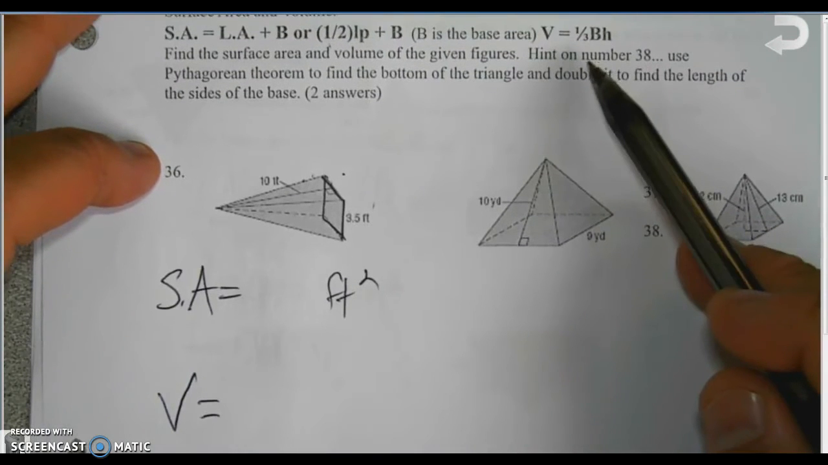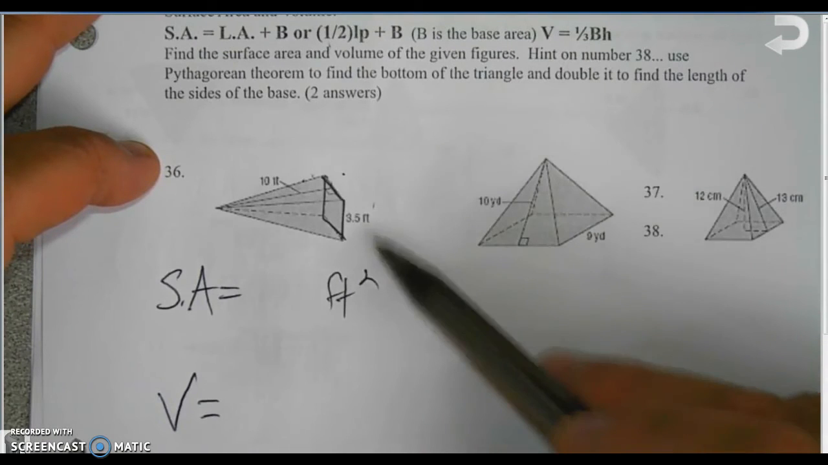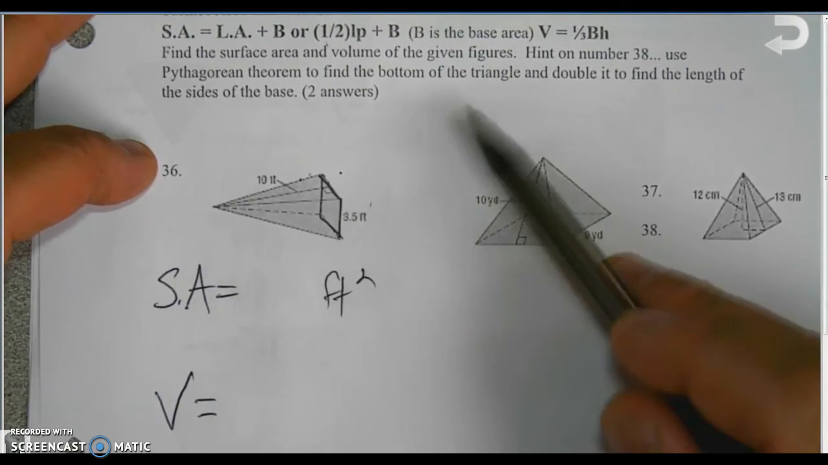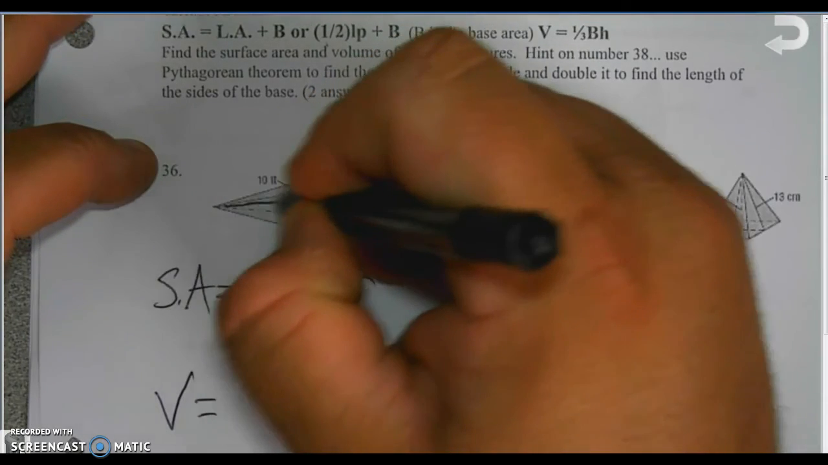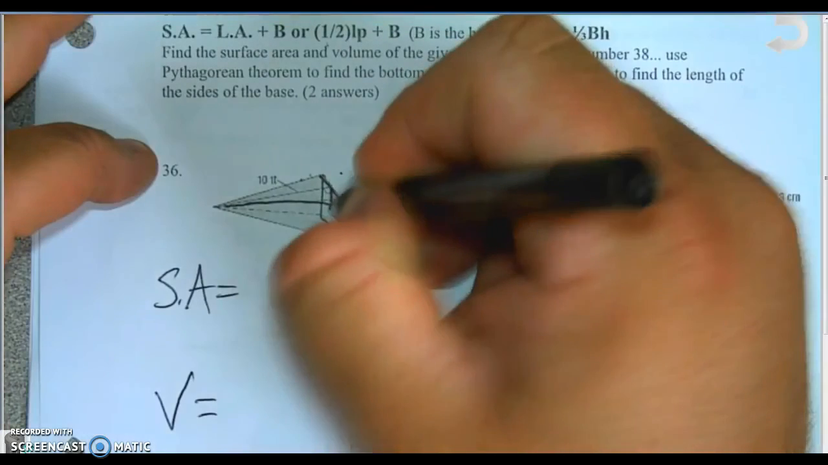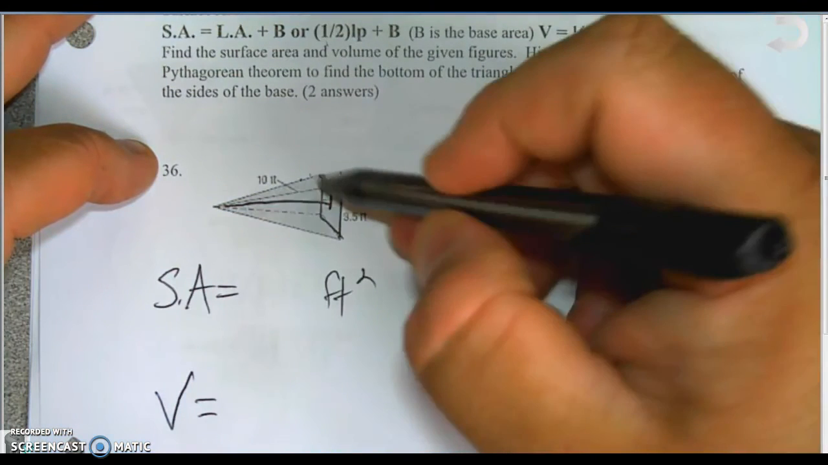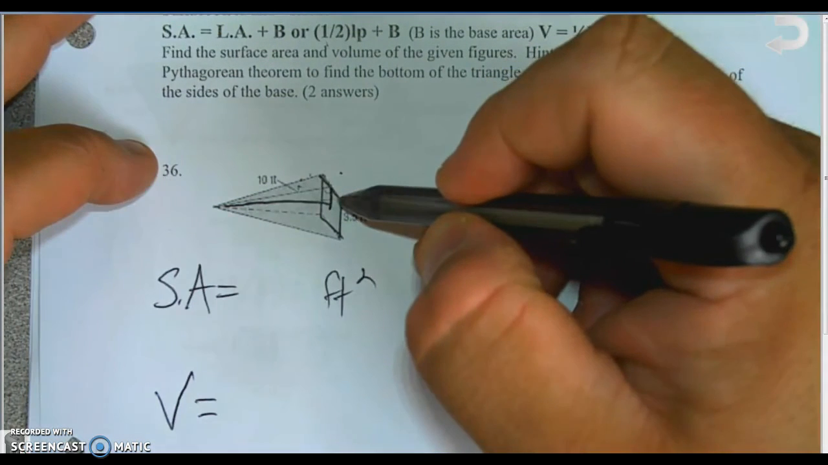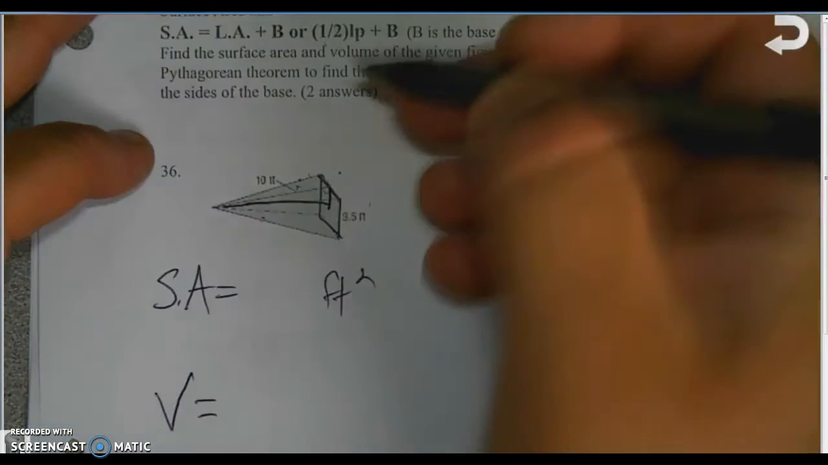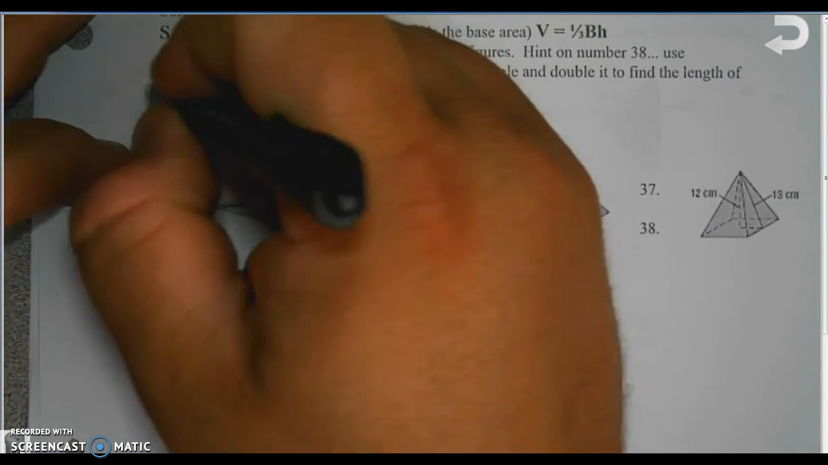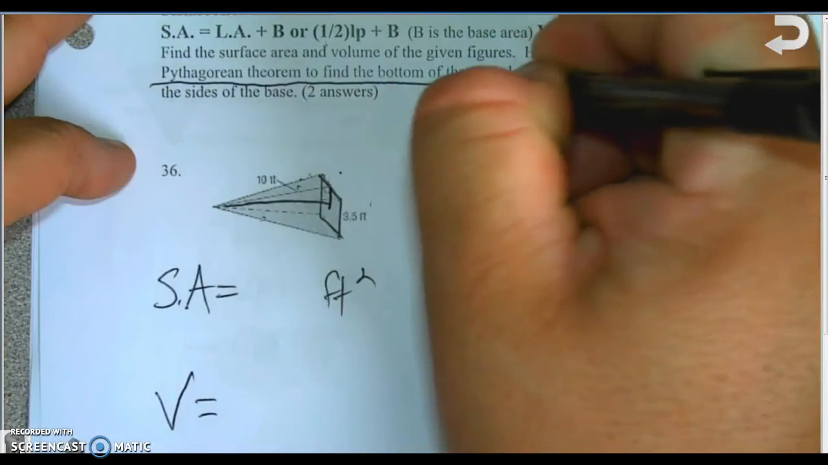When you do your volume, you're going to do the base, which is an area, again 3.5 times 3.5, and then times the height. So again, 10 is not the height. You're going to have to draw the right triangle in and do the Pythagorean theorem: 10 squared minus 1.75 squared to find that distance. And that's what this talks about right here.